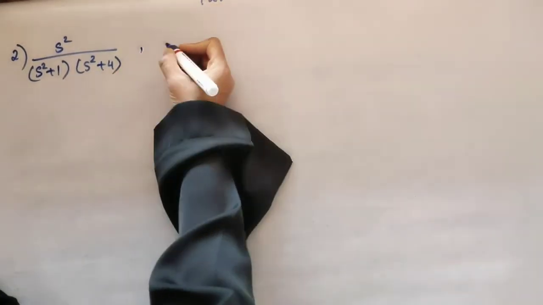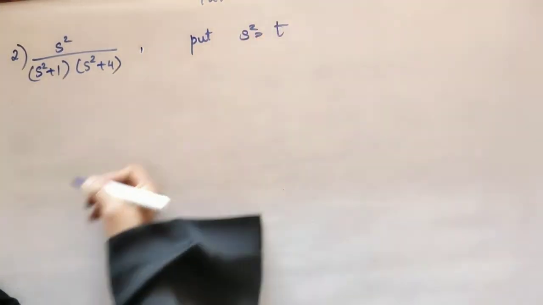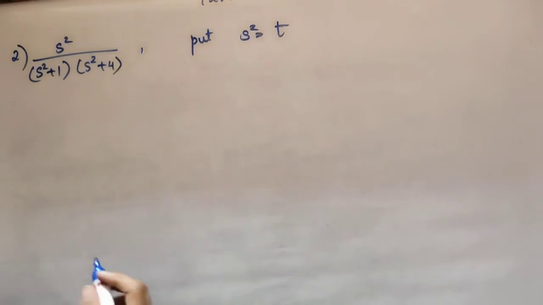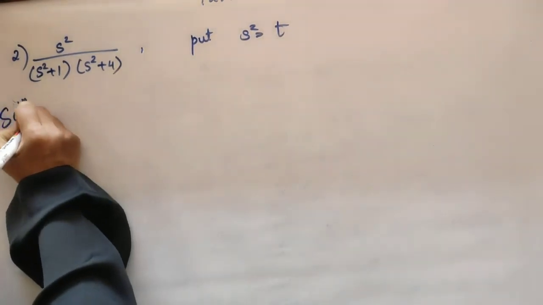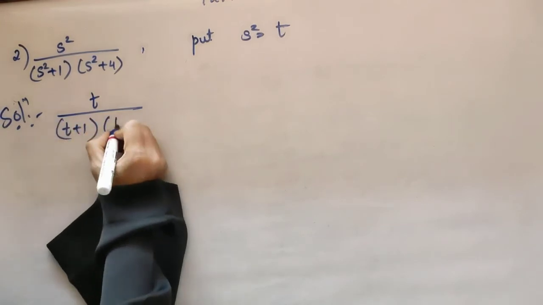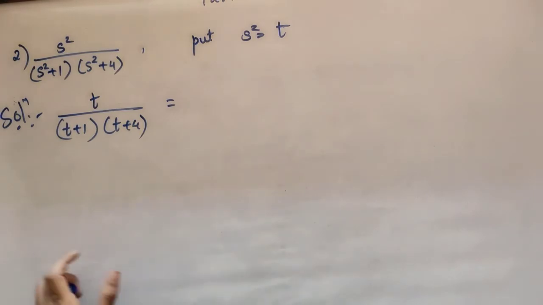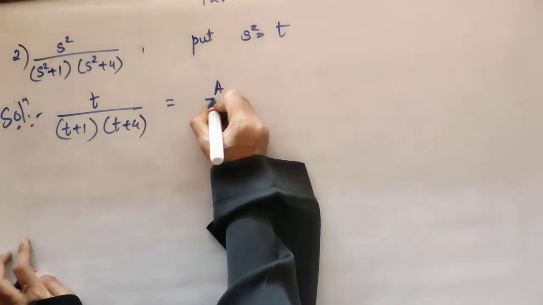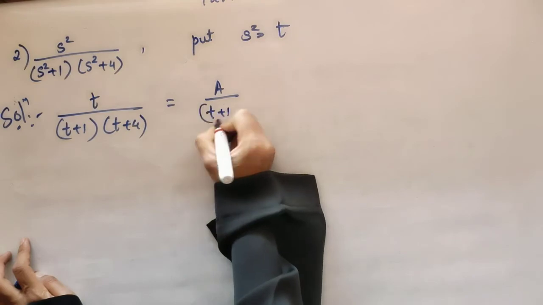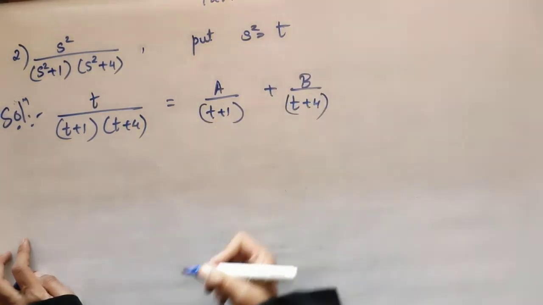Okay. So to solve this, I'll just ask you to use a substitution. Just put s² equal to t here. First simplify it by putting s² equal to t. So what do you get? It becomes t divided by (t + 1)(t + 4). Is it not? I'm just substituting s² as t. So you will have a divided by t + 1, again b divided by t + 4, by resolving into partial fractions.